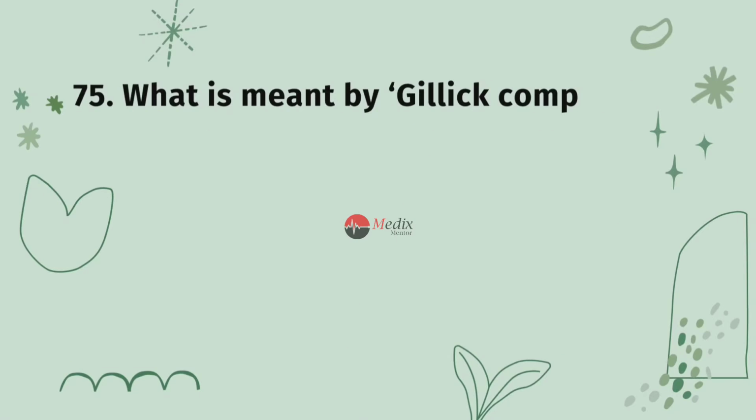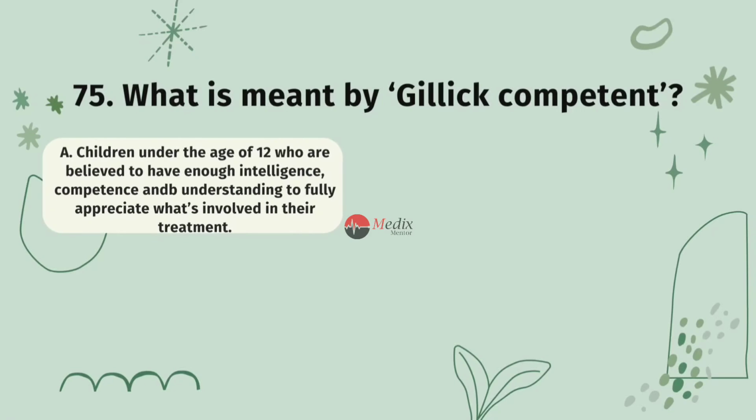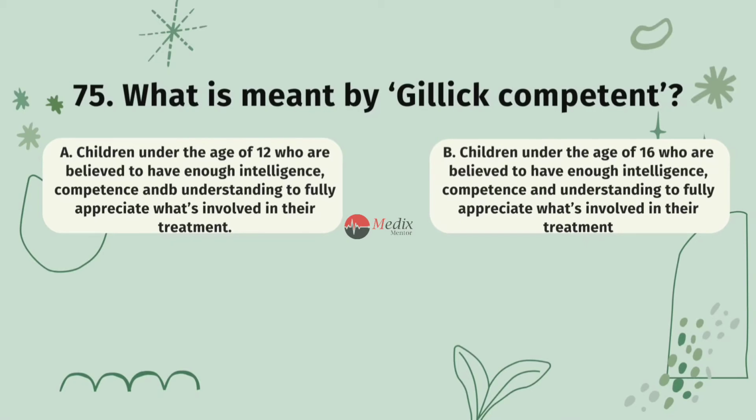Question 75. What is meant by Gillick competent? Option A, children under the age of 12 who are believed to have enough intelligence, competence, and understanding to fully appreciate what's involved in their treatment. Option B, children under the age of 16 who are believed to have enough intelligence, competence, and understanding to fully appreciate what's involved in their treatment.